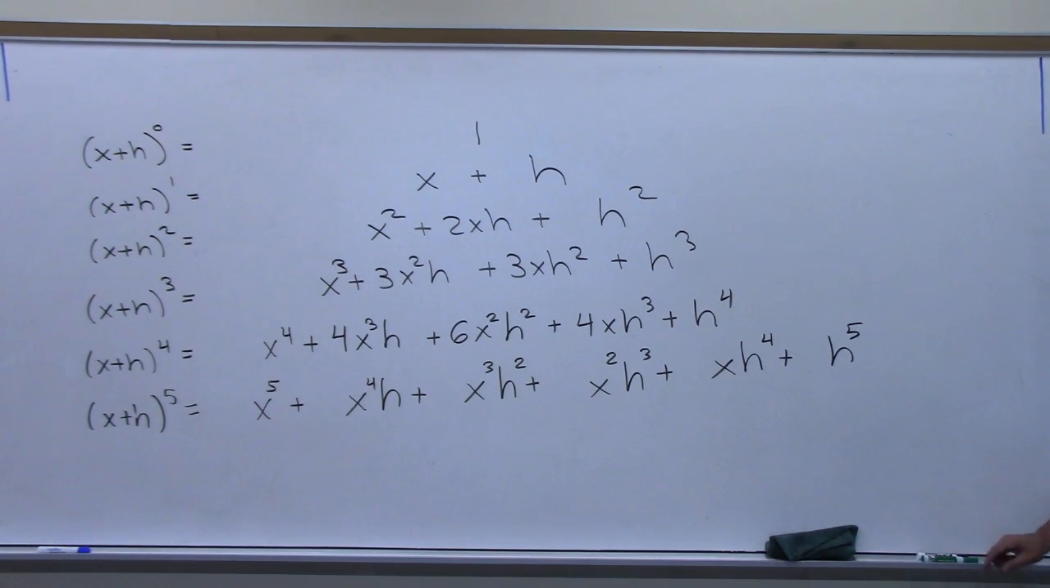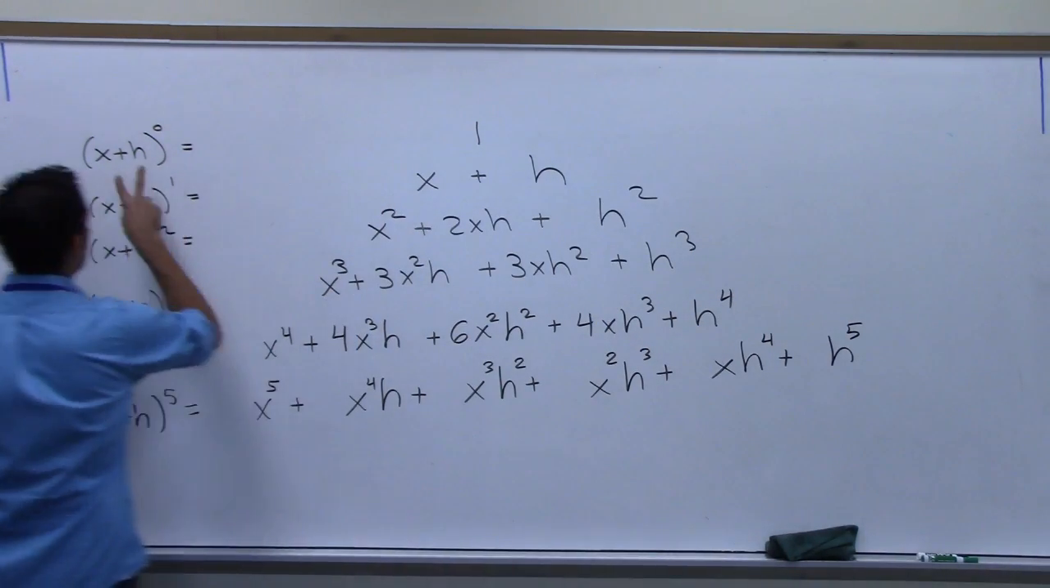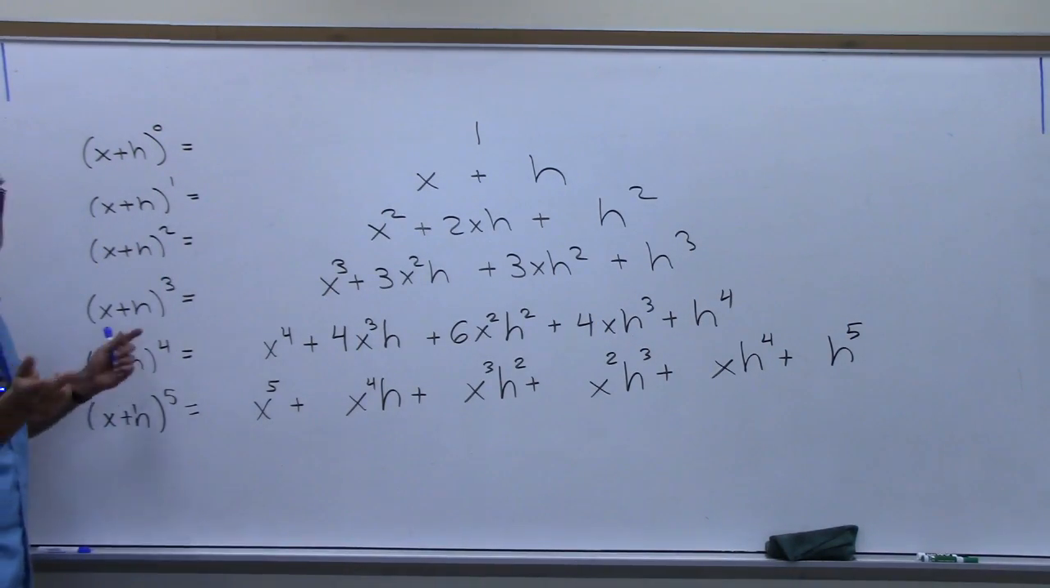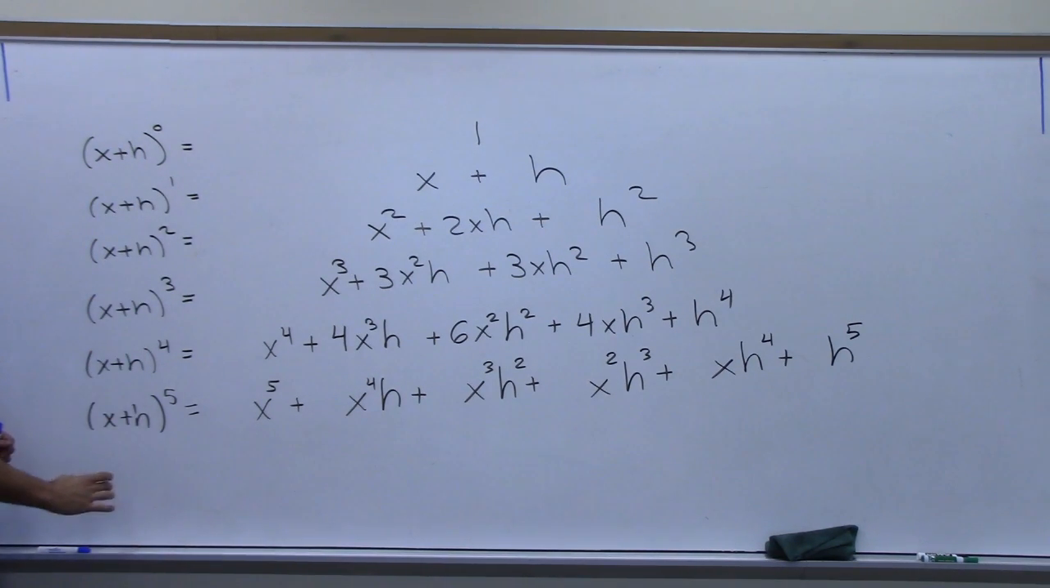You said this was called binomial? This is binomial expansions, because this is a binomial, right? And remember how you were saying factoring? I said, no, it's called expanding. These are the expansions of a binomial expression.